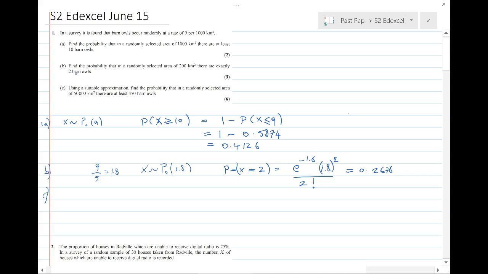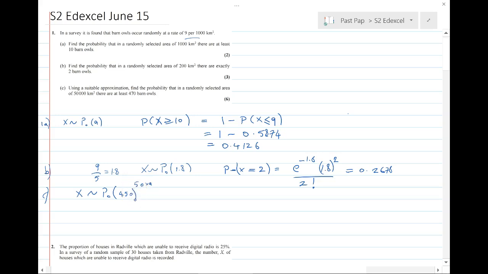Right, and then part C is an approximation. What happens is we've got the rate changing again, but this time it's 50 times bigger. So the number of owls in that particular region we would expect to be 50 times more than there is per 1,000. So it's 50 times 9, which is 450.